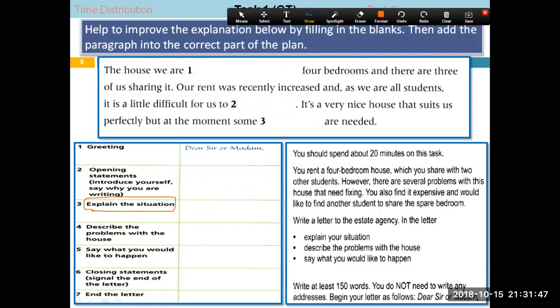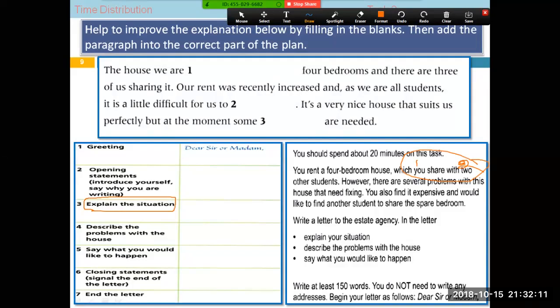We rent a four-bedroom house, which is shared with two other students. There are three of us sharing. That means "us" is two, and the person who is writing the letter is one, and two others. So that makes a total of three people, right?